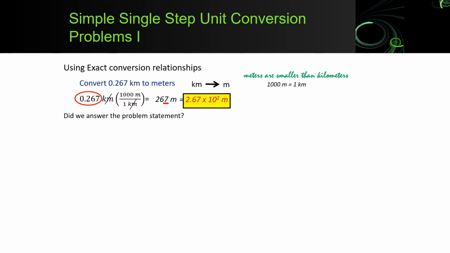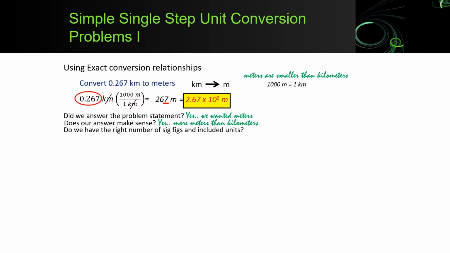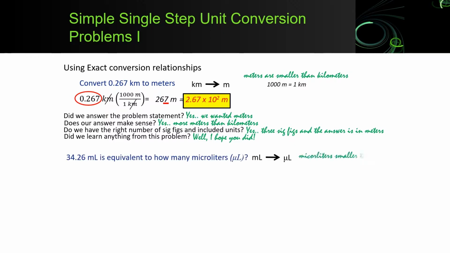Did we answer the problem statement? Yes. We wanted meters. Does our answer make sense? Yes. We expected to get more meters than kilometers, and we did. Do we have the right number of sig figs and included units? Yes. 3 sig figs, and the answer is in meters. Did we learn anything from this problem? Well, I sure hope you did. Let's look at a couple more problems.